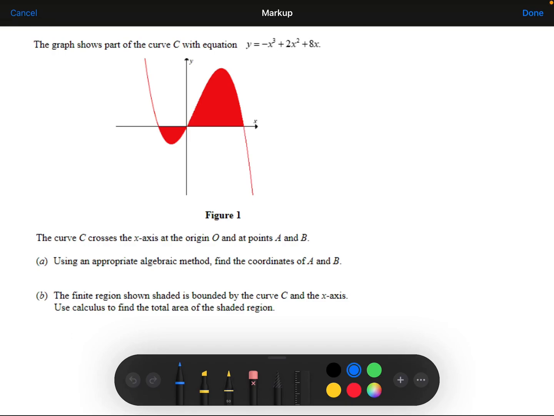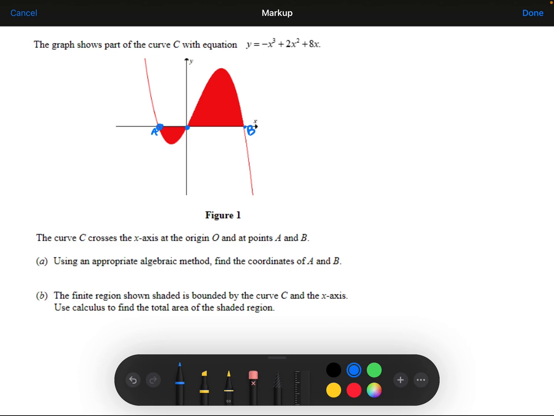The graph shows part of the curve C with the equation y equals minus x cubed plus 2x squared plus 8x. The curve C crosses the x-axis at the origin and points A, B. Part A: using an appropriate algebraic method, find the coordinates of A and B.